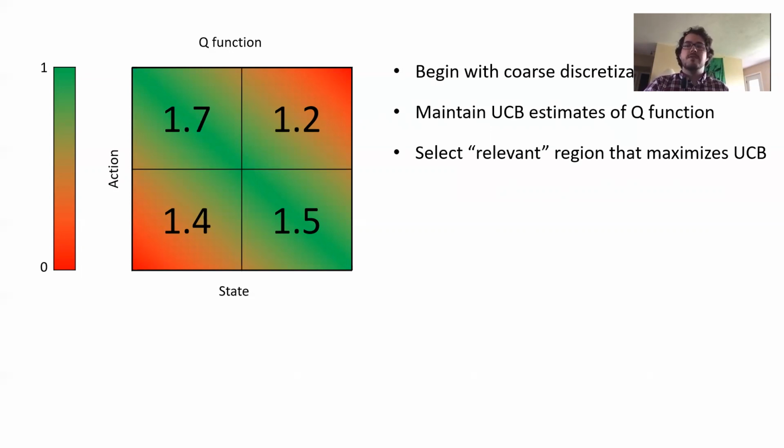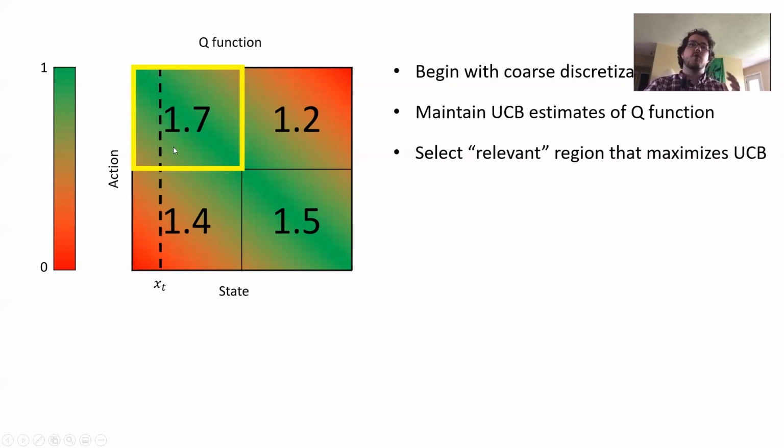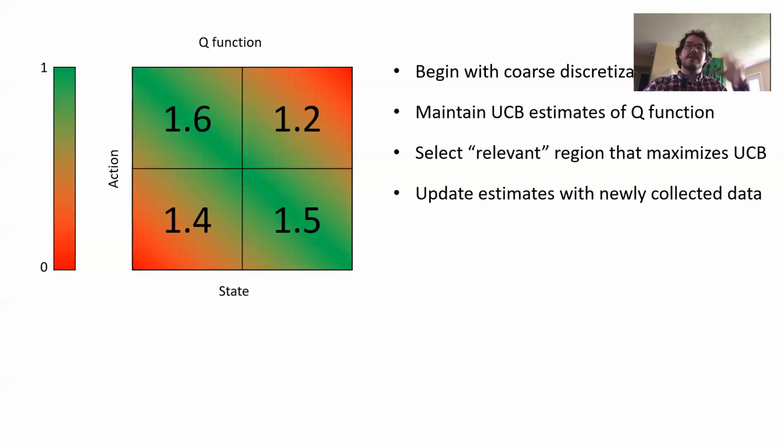And so what does this relevant region mean? If you're in a specific state here, let's say the state like 0.1, the relevant regions are these 2 regions above it that it intersects with. And this one has a value of 1.4, this one has a value of 1.7. And so the relevant region that we pick is this one in the top left corner. We pick any action that's within that region, and we update our estimates with the newly collected data.